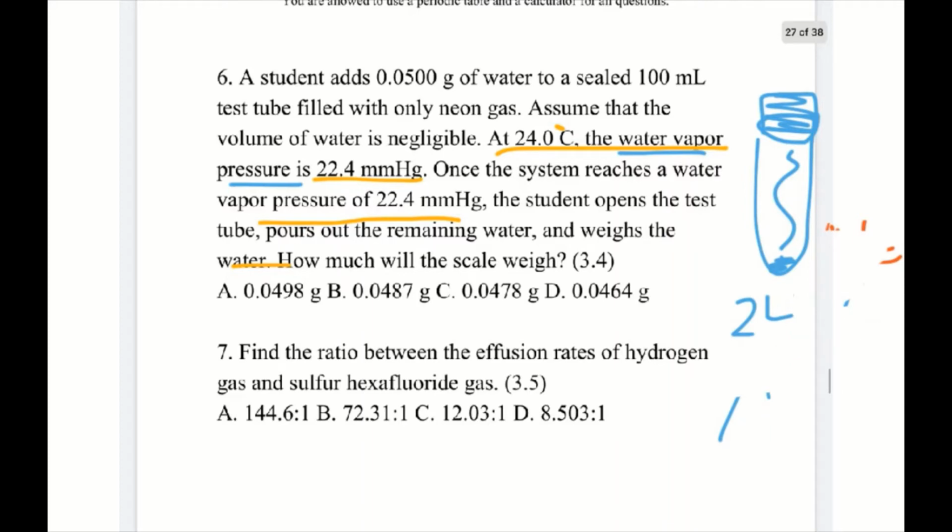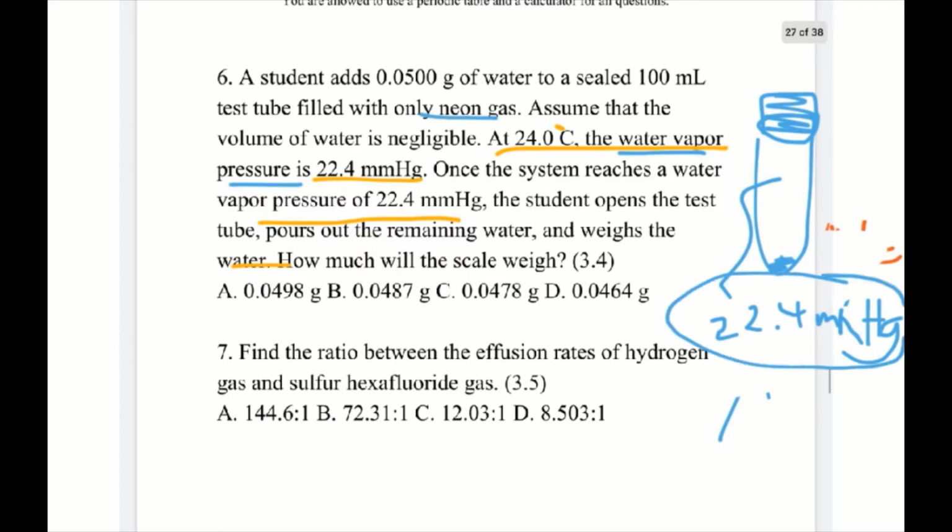So the container wants to have a water vapor pressure of 22.4 millimeters of mercury. But at first, you only have neon gas, so you have to make this pressure. And how do you make it? Well, the water can simply just evaporate to form that pressure, and that's what it will do because it wants to reach this water vapor pressure. So let's figure out how much water evaporates in order to create this pressure, and see how much water is left over, which is essentially what the question is asking.